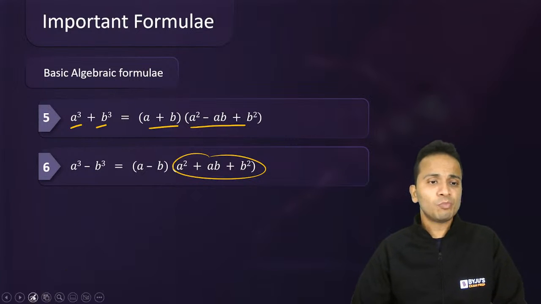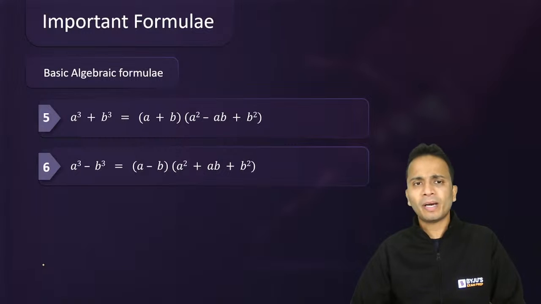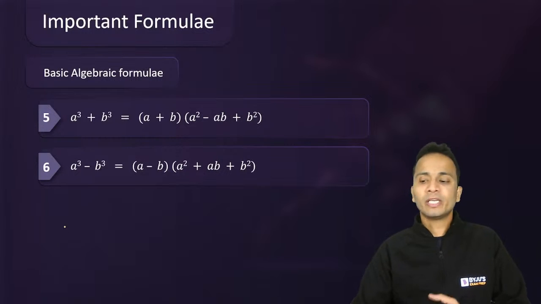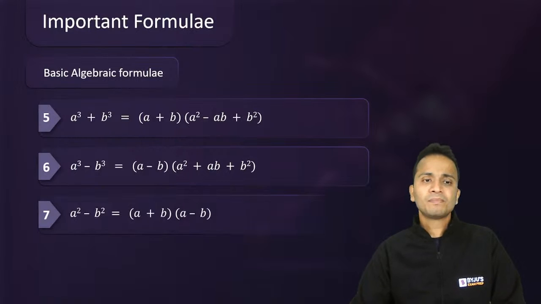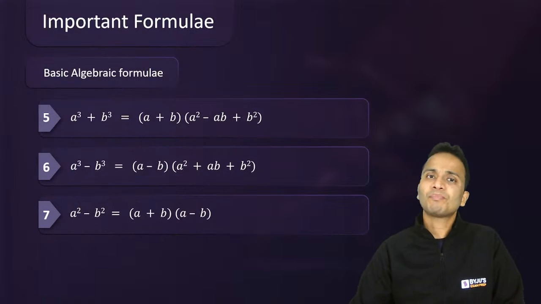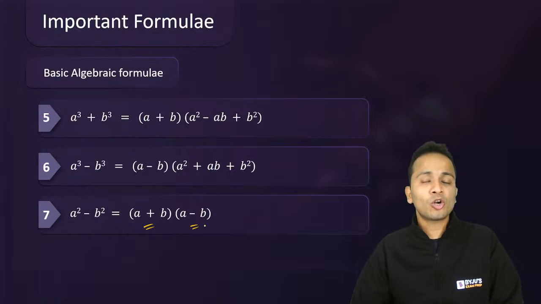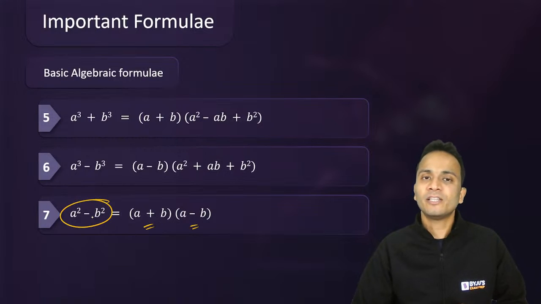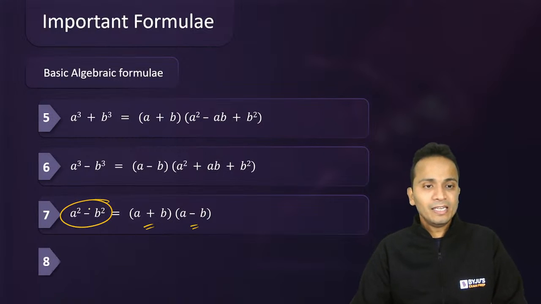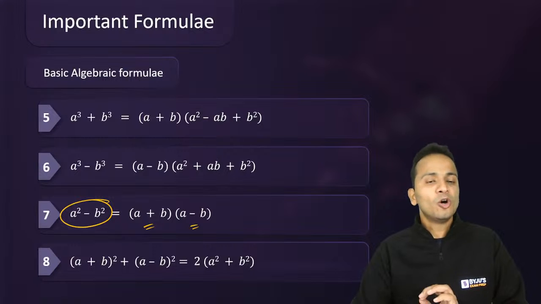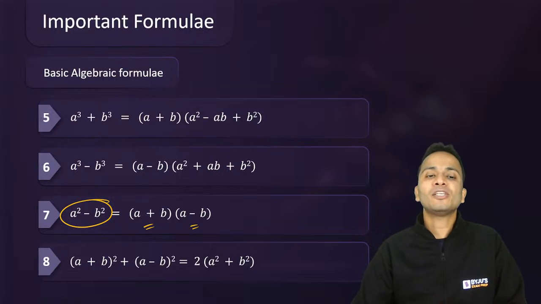Okay, so these are very small things that you must keep in your mind so that you can save plenty of time in the examination. Number 7, a² − b² = (a+b)(a−b). The factorized form is used a lot when it comes to checking the divisibility of some of the expressions which are in this form.